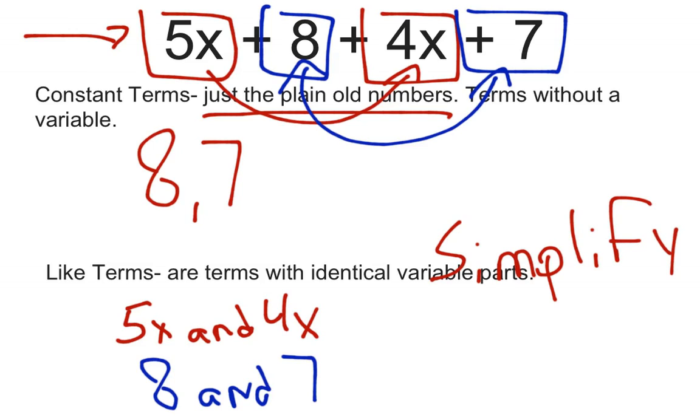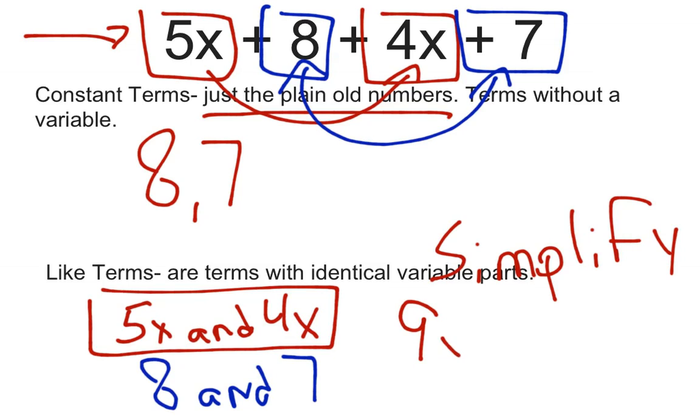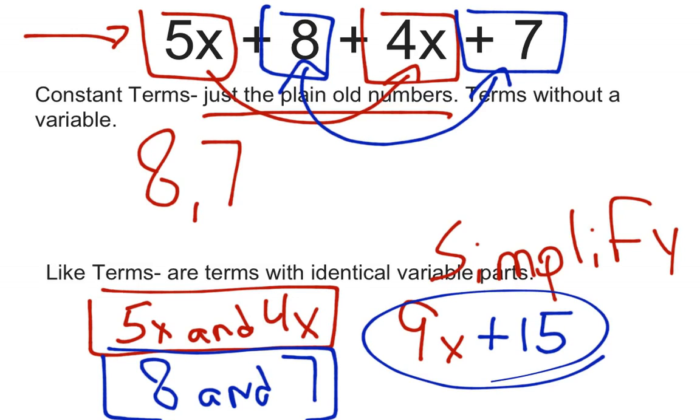Because the things that are like terms are the things that I can combine. I have 5x's here, and I have 4x's there. That gives me a total of 9x's. Okay? And then I can also add the other like terms, the constants, the 8 and the 7. Well, what's 8 plus 7? That's going to give me a positive 15. So by combining this, that's going to be our final step.